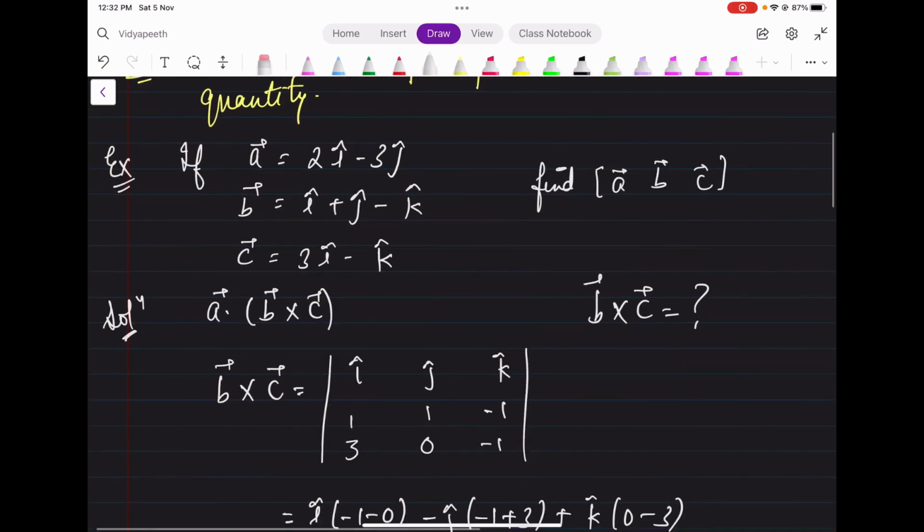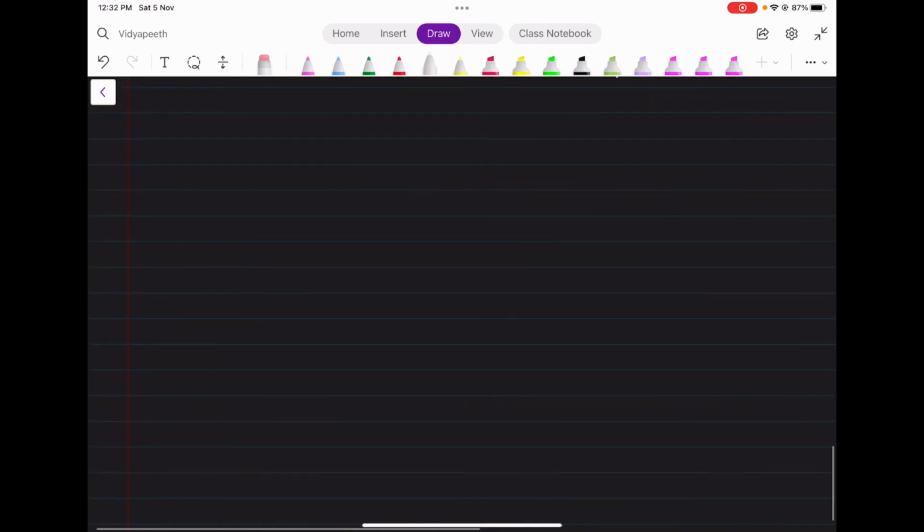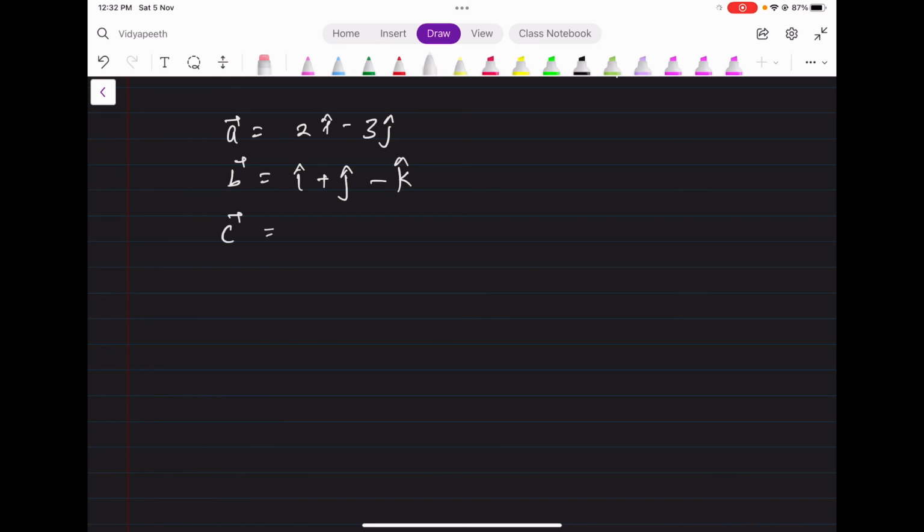So let us quickly observe, if we take the same example which we have considered in the beginning of the class, example number 1, and now let us quickly find out the box product using this concept of determinant. So the example which we have taken was, the A vector was 2i minus 3j, the B vector was i plus j minus k, the C vector was 3i minus k. Now let us see how to calculate the box product of this. So that is A, B, C.